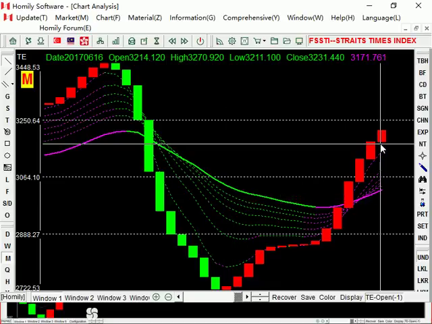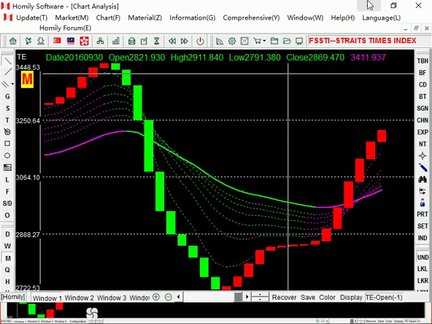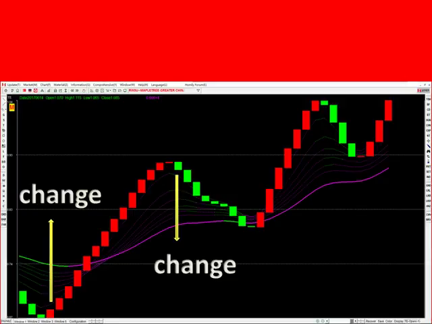Now it's already 3231. So now, if you have some stocks, you should know that for the monthly chart, the trend is also good, okay? So you can catch some short-term opportunities to buy low and keep your stocks. So this is the monthly chart. Then we can see the next one.